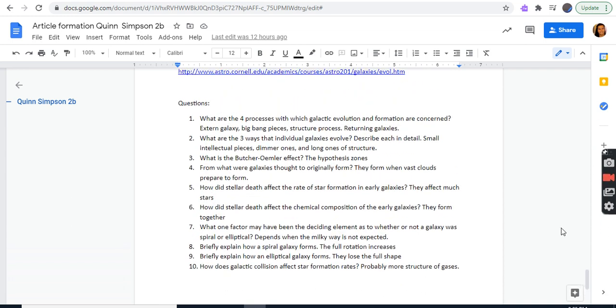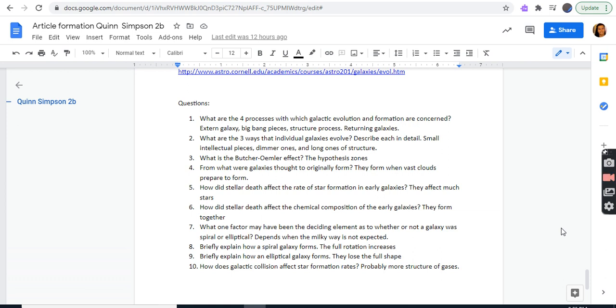What are the four processes with which galactic evolution and formation are concerned? What are the three ways that individual galaxies evolve? Describe each in detail. What is the Butcher-Oemler effect? From what were galaxies thought to originally form?